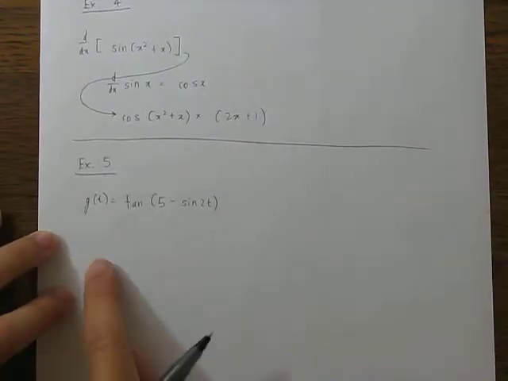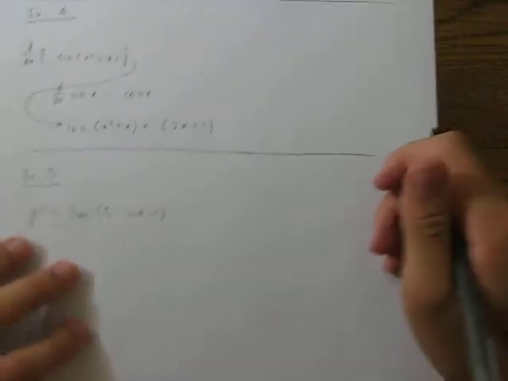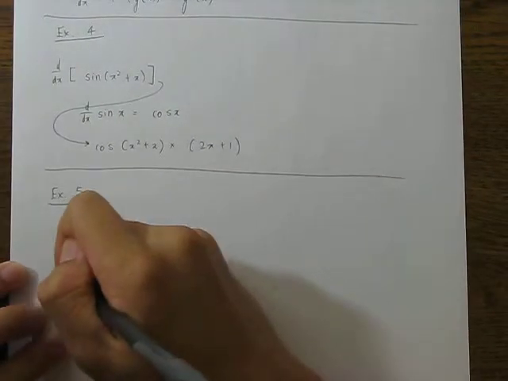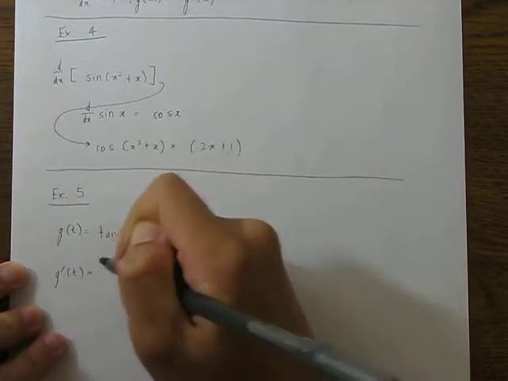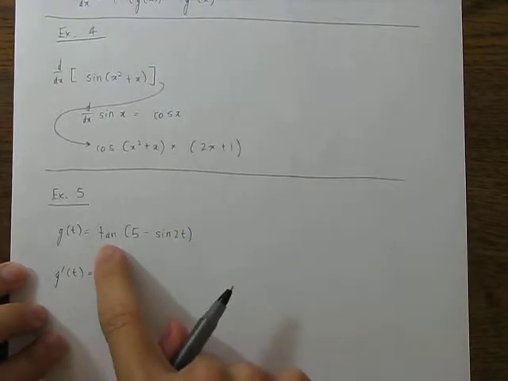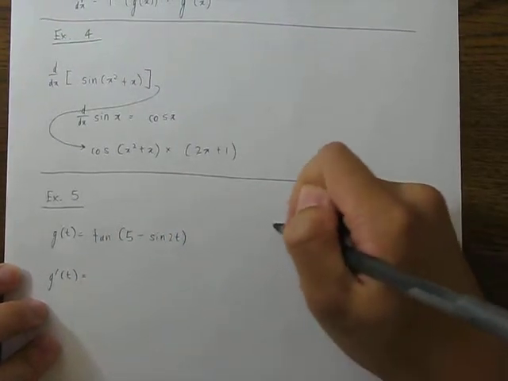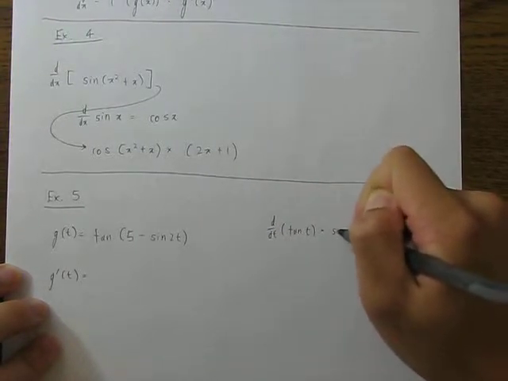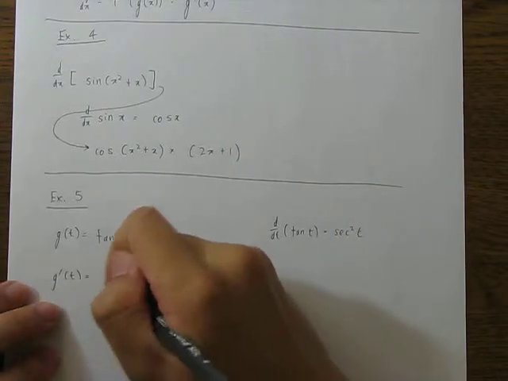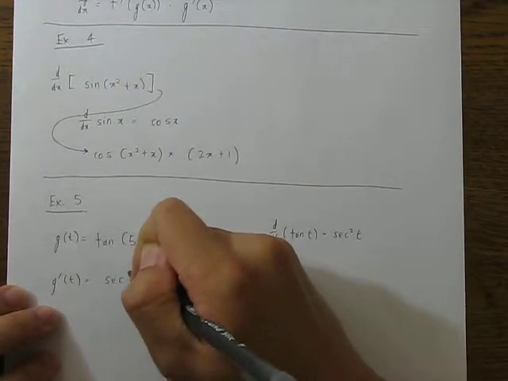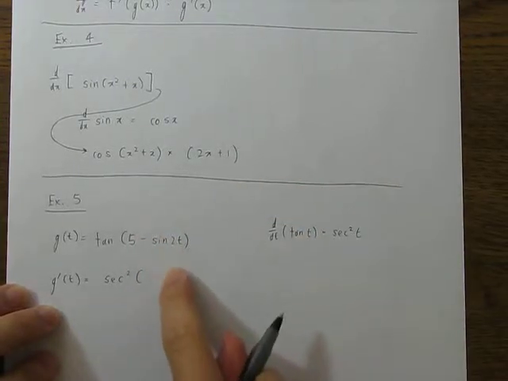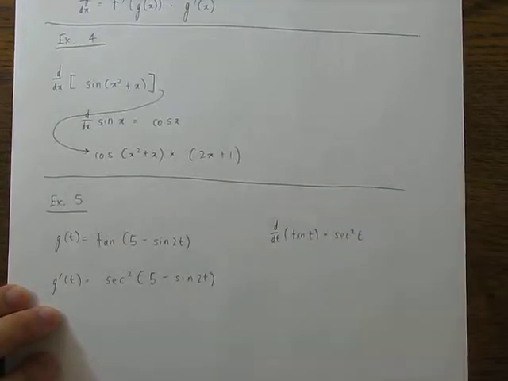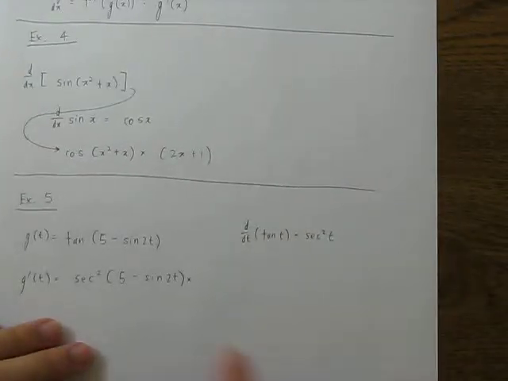Okay, so let's start by peeling the outside layer, tangent. Okay, so let's start here. Okay, so we're asked to find g prime, okay? Now we have to first take the derivative of tangent. Now, if you guys don't remember, d/dt of tangent t equals secant squared t, okay? So now we have secant squared, and we keep the inside intact, right? Inside doesn't change. Now we have to multiply by the derivative of the inside.